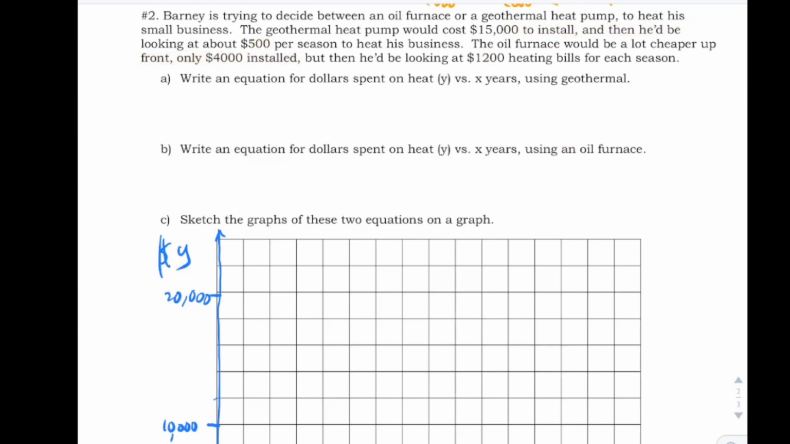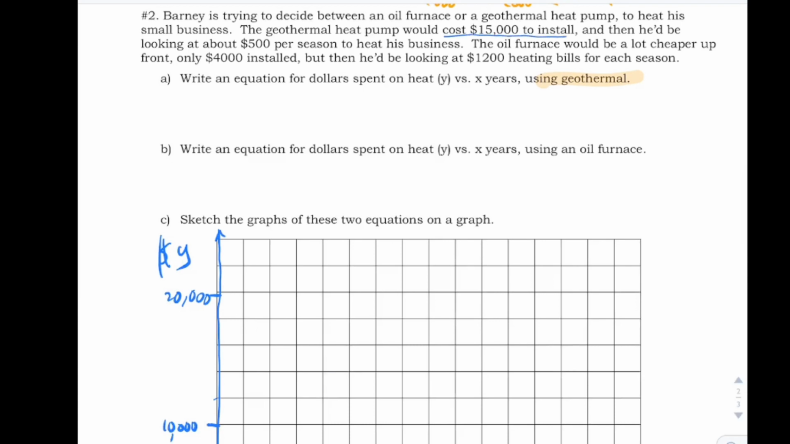So we want to make a similar kind of graph, see if we can maybe make a cool brochure or something. So let's see. Part A: write an equation for dollars spent on heat versus years using geothermal. So you have to look up the numbers for geothermal.